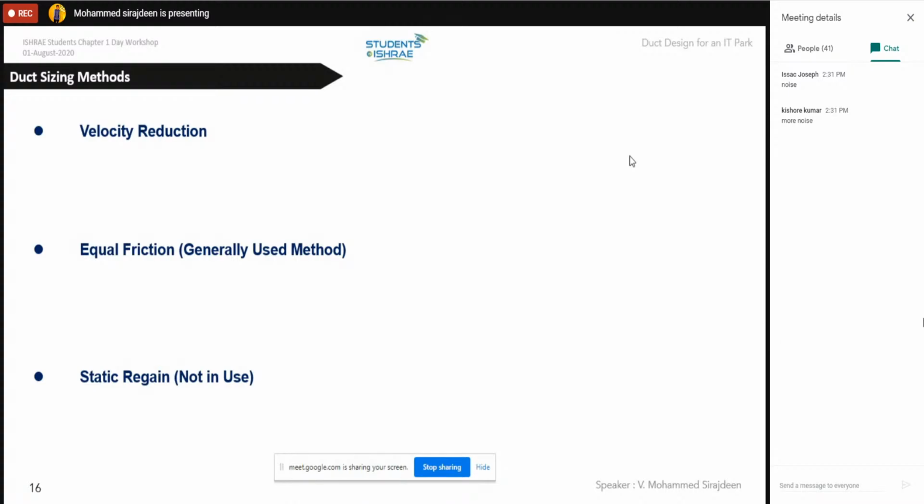Okay, but the static regain method will be energy efficient for a duct system, but it is very complicated. We have to spend a day instead of 1 hour. So we will lose our man hours. So it is complicated. To avoid such a situation, we will go with the equal friction method.